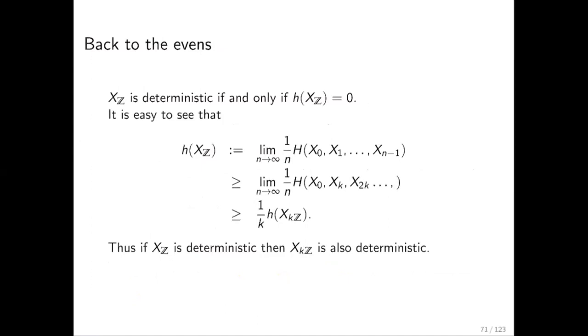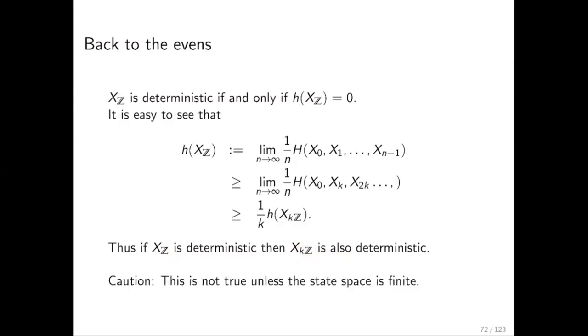So we have that xz is deterministic if and only if the entropy is 0. It is easy to see, though we won't go through it right now, so ignore this; it's a simple calculation. You can do it on your own. That xz is deterministic if and only if xkz is also deterministic. So if you restrict your process to multiples of k, you'll also get a deterministic process. And this is if and only if.